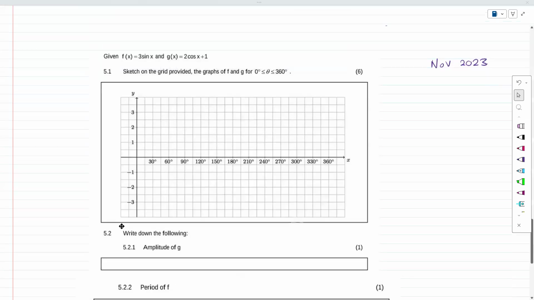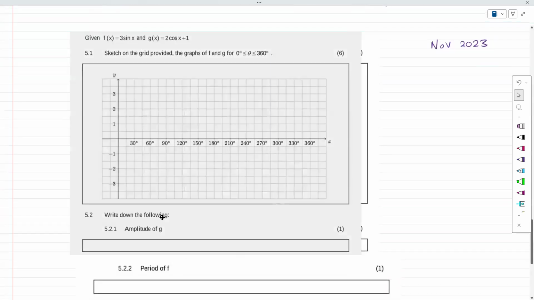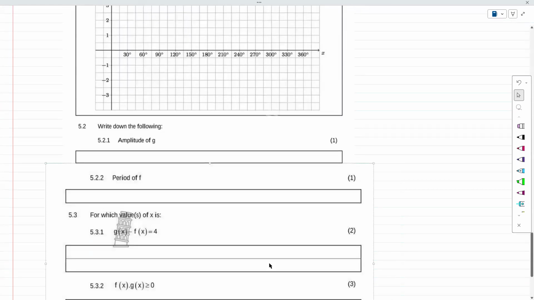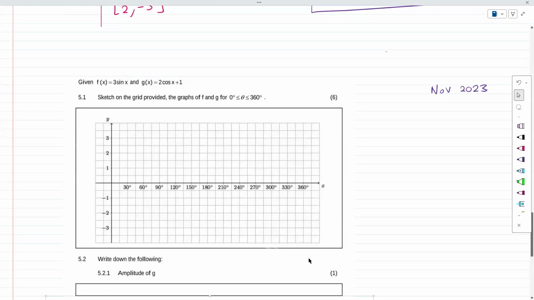Okay, guys, this is November 2023. Generally, it is a simple paper. It's not too difficult. The first question wants us to sketch these two graphs. They gave us the starting and the endpoint. They gave us the steps.